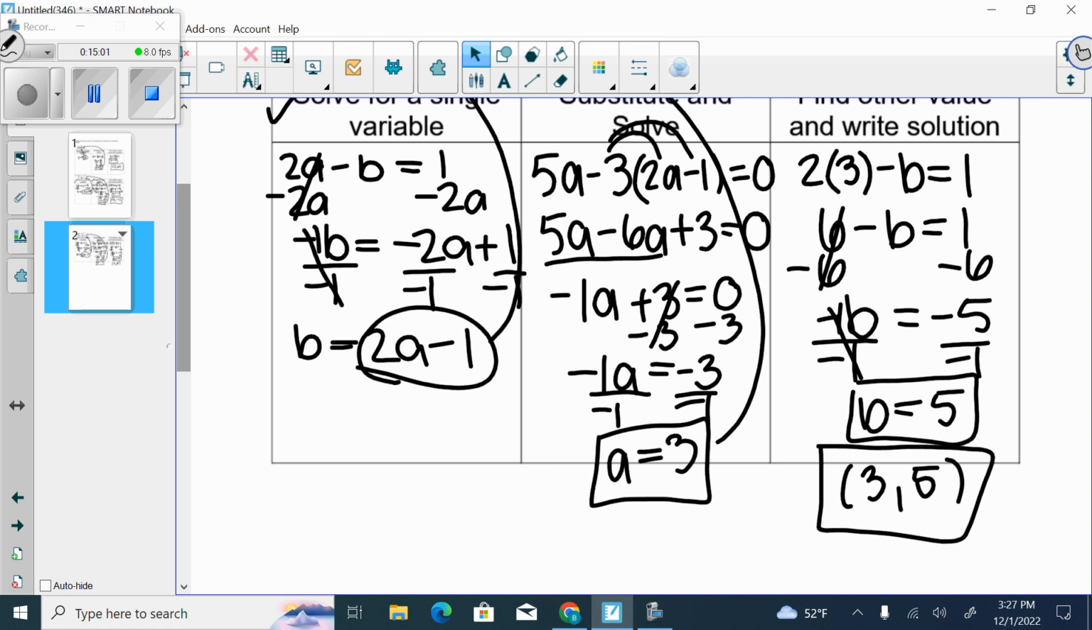All right, so just like its name says, substitution literally just means to substitute.